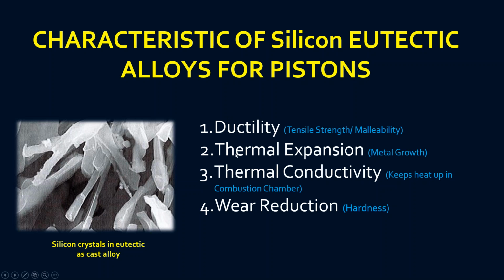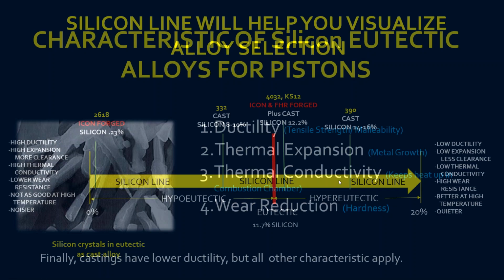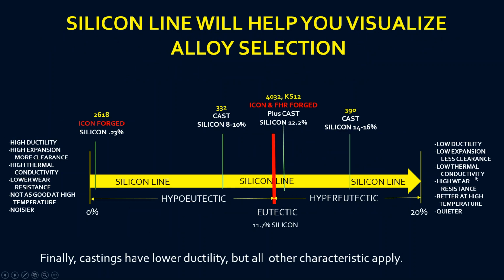It also affects the thermal expansion. The more silicone in the material, the less metal growth it has. And thermal conductivity, basically, it has thermal characteristics. If it doesn't conduct the heat, it keeps the heat up in the cylinder. And we already talked about the hardness and the wear reduction. This line might look confusing, but actually should help with the understanding. At the far left is the lower content of silicone.